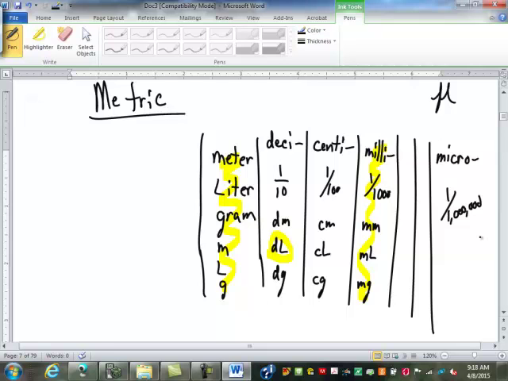Your textbook, I'm pretty sure, uses the mu for micro. But just be aware that in common practice, a lot of times MC is used in place of that just for convenience. And there are units that are smaller than micro.